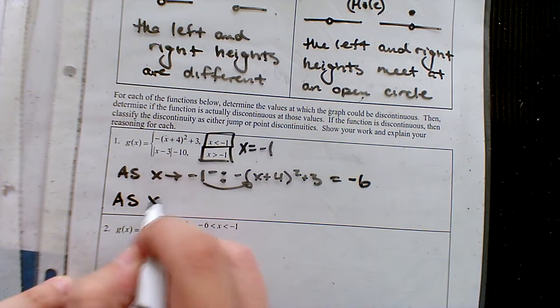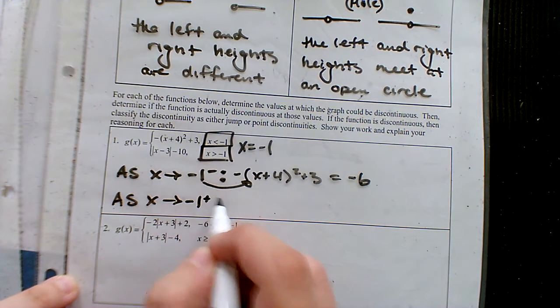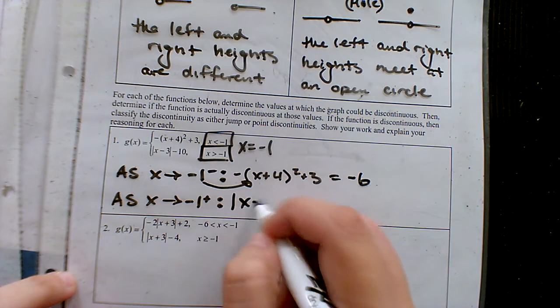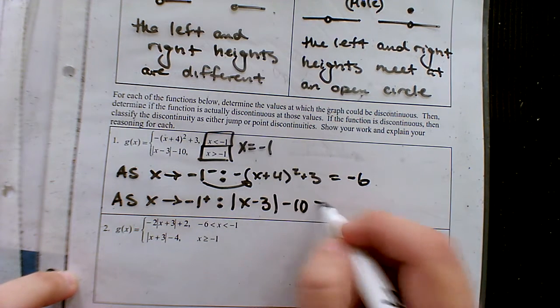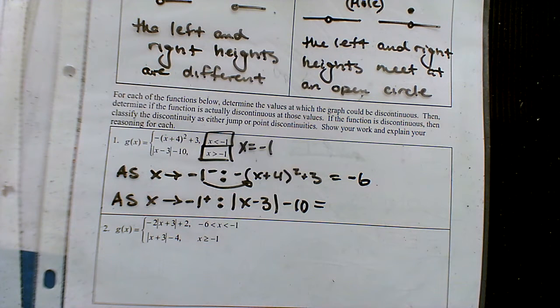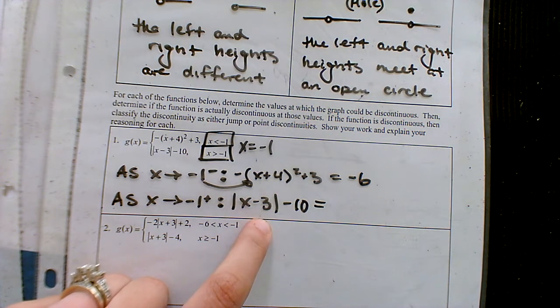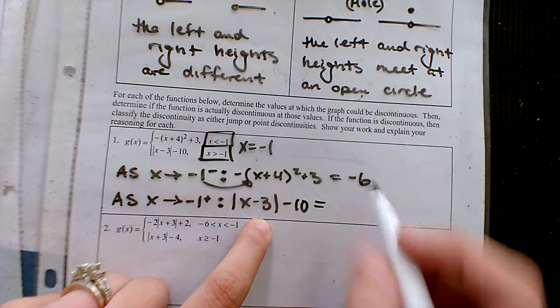Let's check out the right-hand side. That would be the absolute value. Let's plug in -1. Minus 3 would be -4. Absolute value changes to +4. Minus 10, we get -6.